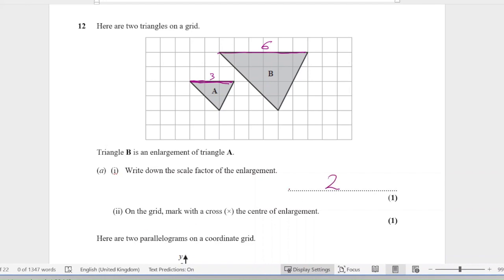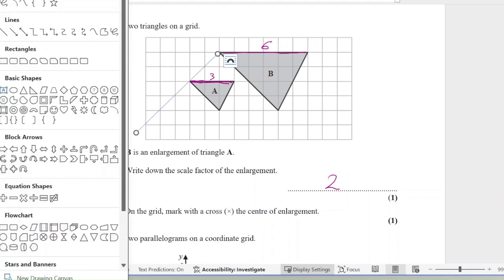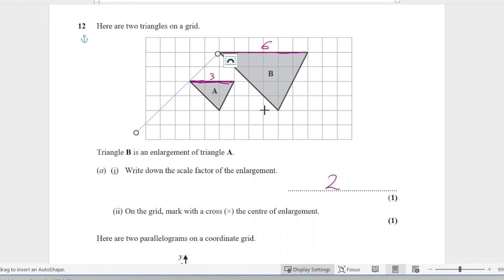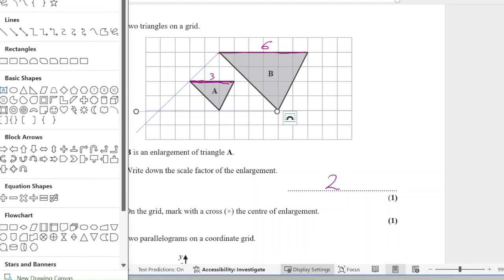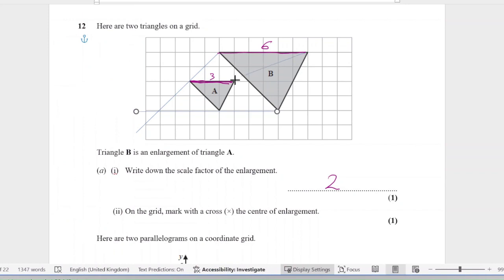Mark on the grid with a cross the centre of enlargement. So for the centre of enlargement, the most straightforward way is to join points and extend. So if I go through those 2 points and extend, and then I also want to go through another 2, I can do it for all of them, but 2 is enough. We'll do 2 and then we'll do a third to check. So like points all the way through. So there's our coordinate. Mark on it with a cross is what it actually stated. So there we go.